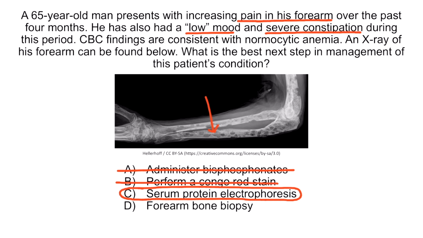Answer choice B is incorrect because a Congo red stain would not help diagnose multiple myeloma. However, it is used in the diagnosis of amyloidosis. Option D is incorrect because a forearm biopsy would not help in the diagnosis of plasma cell disorders like multiple myeloma. We would instead need a bone marrow biopsy. Also, a biopsy is a relatively invasive procedure and should be avoided if at all possible. So again, the correct answer is C, serum protein electrophoresis. And that concludes our video on plasma cell disorders.